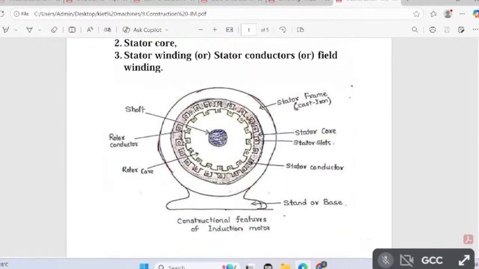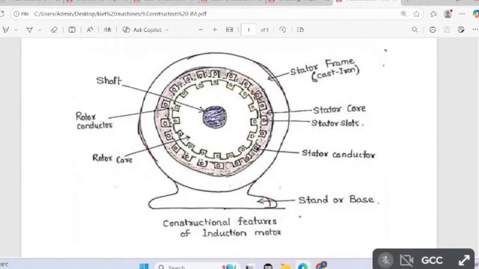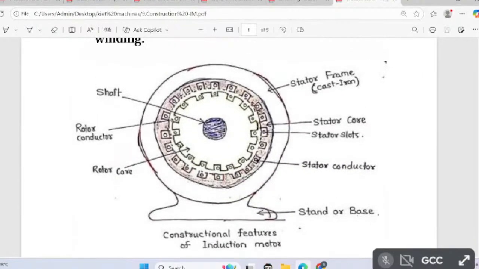After this, it is also very easy: induction motor construction. See here, the induction motor is very easy. Only two parts: one is the stator, the other is the rotor. The stator has conductors, the rotor has conductors. There is no field here, no field in the stator and no field in the rotor, meaning no north pole, south pole. Only slots. The rotor has rotor slots, the stator has stator slots.